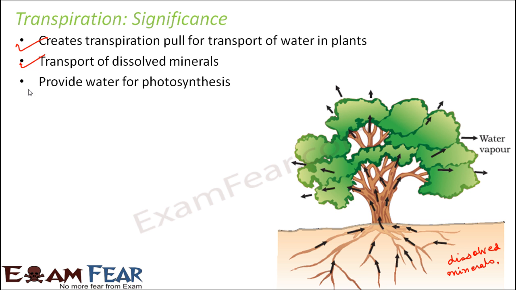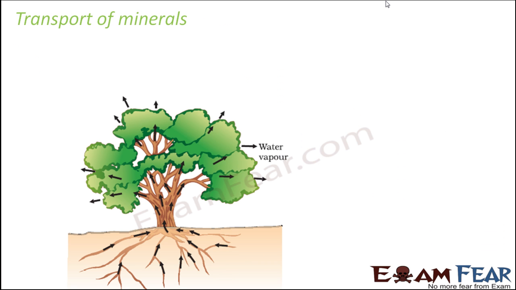It also provides water for photosynthesis. Water acts as a raw material for photosynthesis, because for photosynthesis to take place, you need carbon dioxide, you need water also. So water is very important. Without water, photosynthesis cannot take place. Now since transpiration happens, that is why water is able to reach the upper parts of the plants like leaves. And since leaves have water, that is why they are able to perform photosynthesis. So it is not only the water that gets transported by this mechanism of transpiration pull, but also the minerals which are dissolved in water.